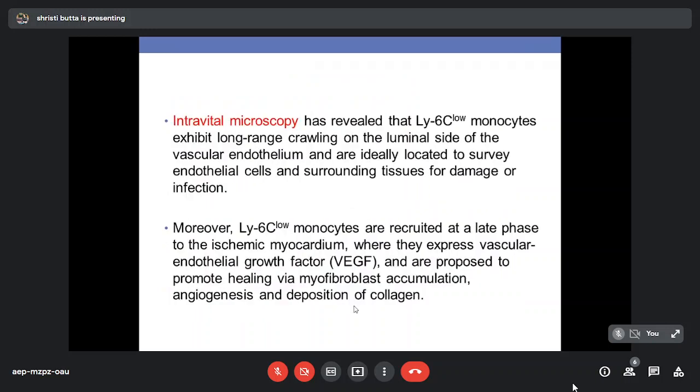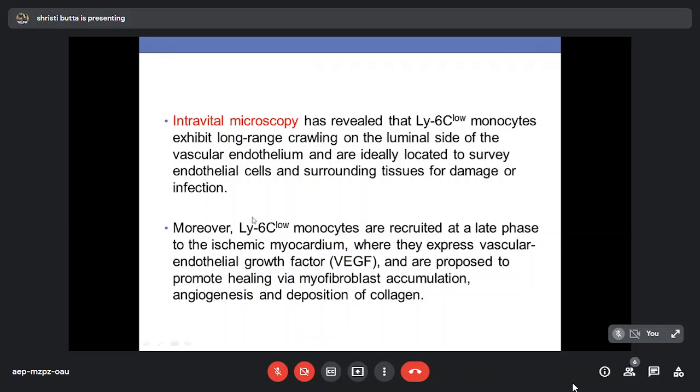Now, what is that? Intravital microscopy has revealed that these LY6C low monocytes exhibit a long-range crawling effect on the luminal aspect of the vascular endothelium. So what they do is crawl onto the luminal aspect of the vascular endothelium, and are ideally located to survey the endothelial cells and the surrounding tissue for damage or infection. So they're somewhat like policemen. They always show this property of patrolling.